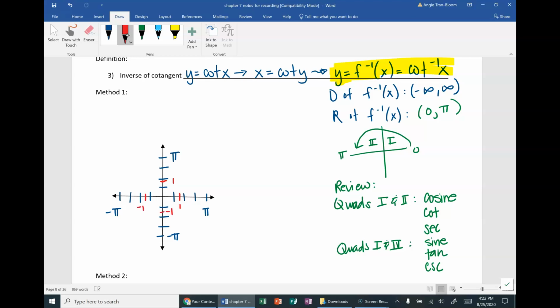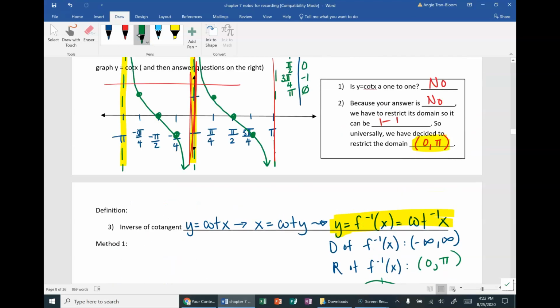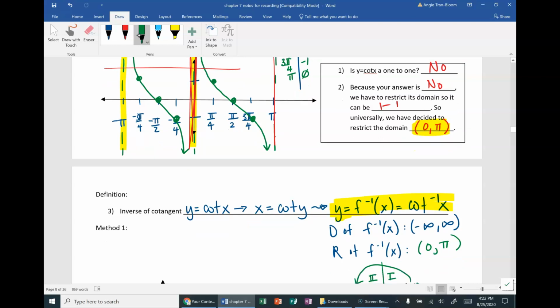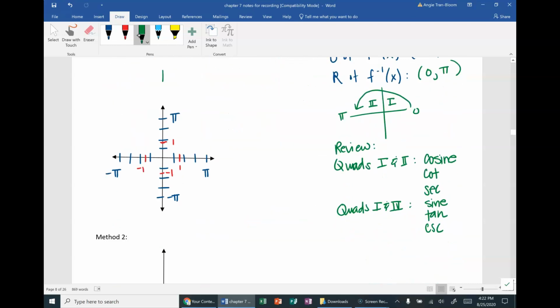Okay. Next, I'm going to go up and check out my cotangent. I have asymptotes at 0 and pi. So I'm just going to sketch out my original first. Asymptote at 0 and asymptote at pi. At pi over 4, it was 1. And at pi over 2 was 0. 3 pi over 4 was negative 1. So here is my original.